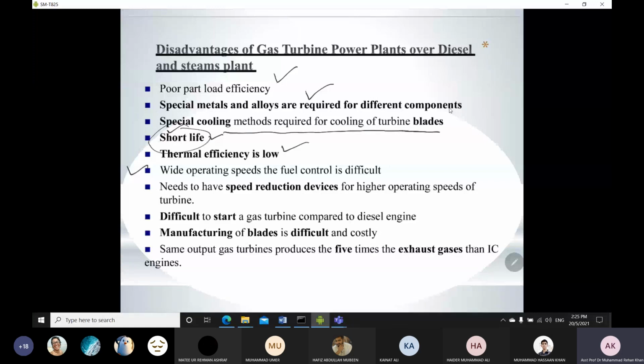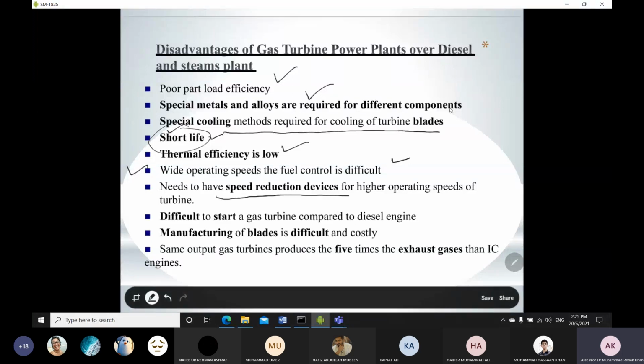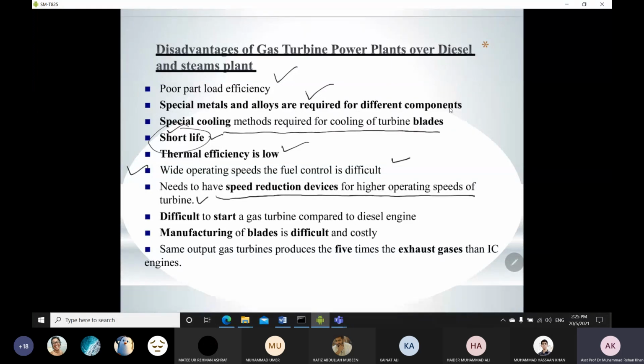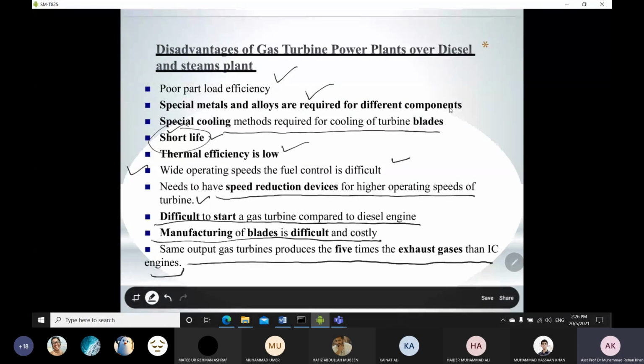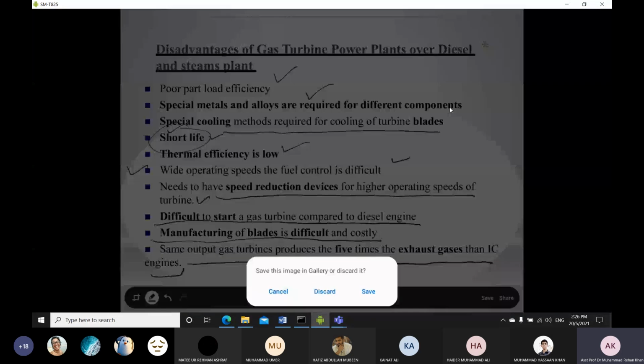Wide operating speed, and the fuel control is difficult. Need to have speed reduction devices for higher operating speed of the turbine, and it is difficult to start a gas turbine compared to a diesel engine. Manufacturing of the blade is difficult and costly. For the same output, a gas turbine produces 5 times the exhaust gases of an internal combustion engine. Okay, so these are some disadvantages as compared to the steam power plants and the diesel cycle. So if you have any question, you can ask, and then we move to the next.